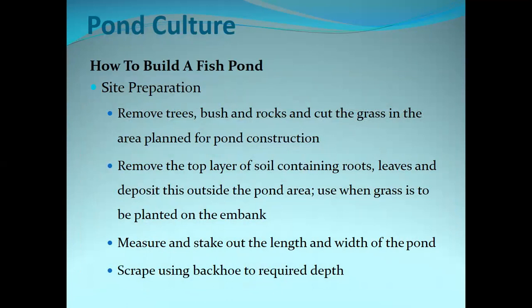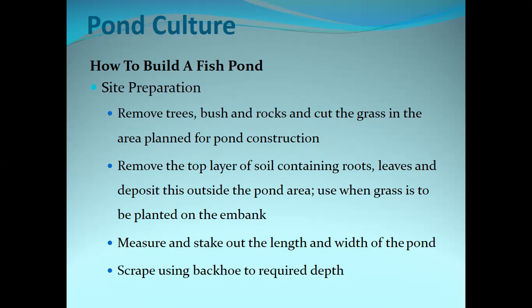Right, so these are some basic steps in how to build a fish pond. First, site preparation: you're going to remove trees, bush, rocks, etc. Cut the grass in the area, and plan for pond construction. Remove the top layer of soil containing roots, leaves, and deposits, and deposit this outside the pond area. So you kind of want to get rid of that, and you use it when grass is to be replanted on the embankment.